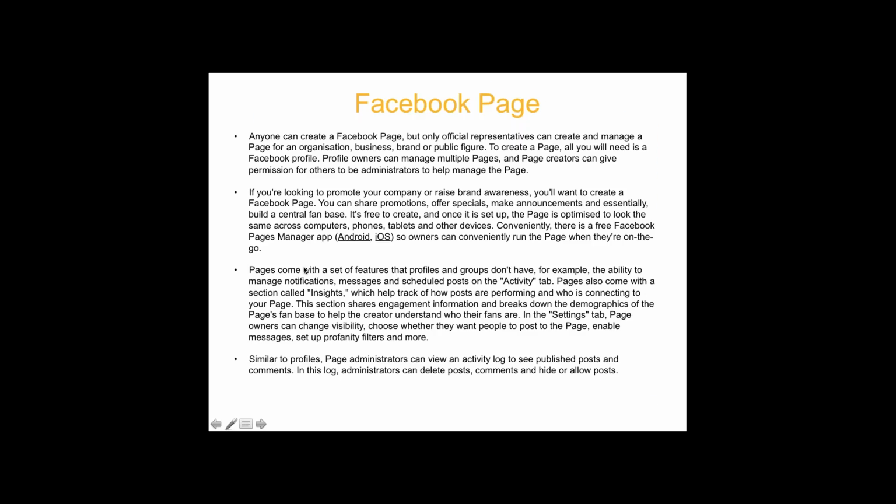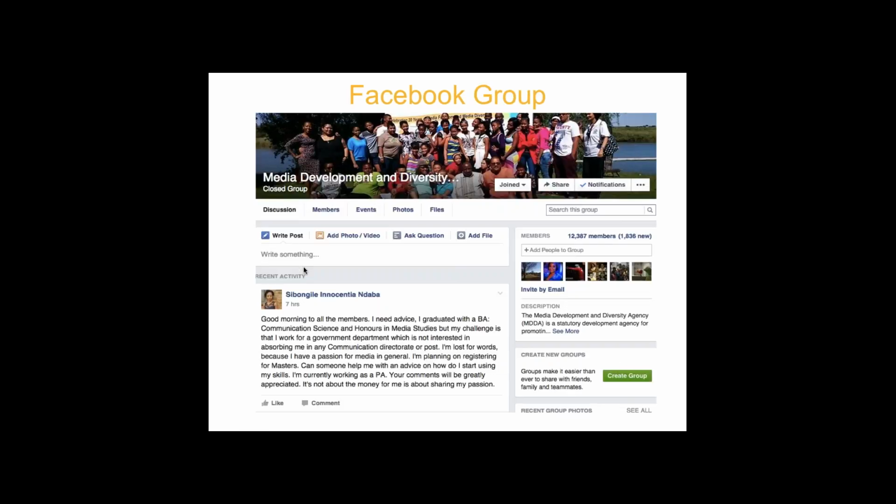So here we have a Facebook group. Today, more than 500 million people use Facebook groups monthly, and thousands of groups are created daily. Like discussion forums, groups allow specific sets of people to share photos, links, updates, and so much more. So here on this Media Development and Diversity group, they have 12,387 members. They can actually send out a message to all of those people. They can create a message that can go out to all of those people.